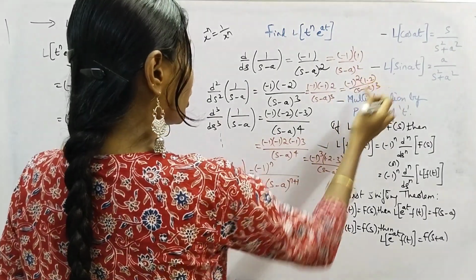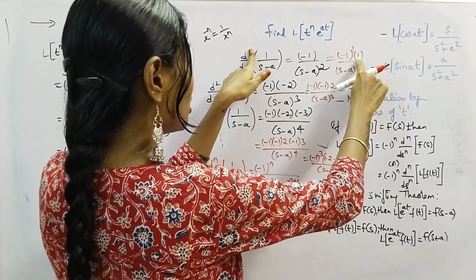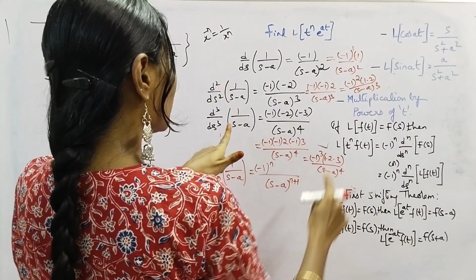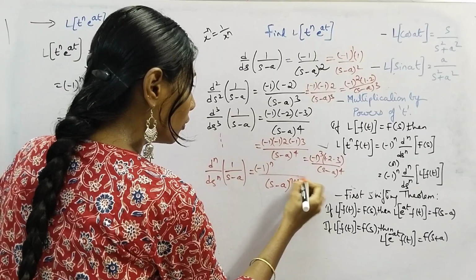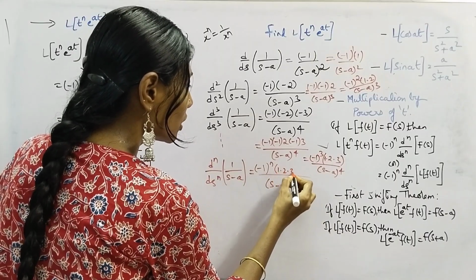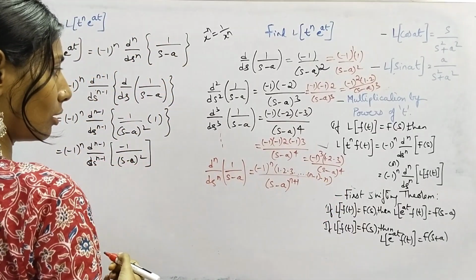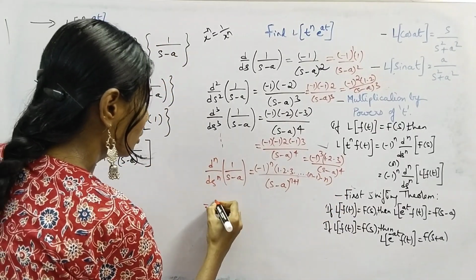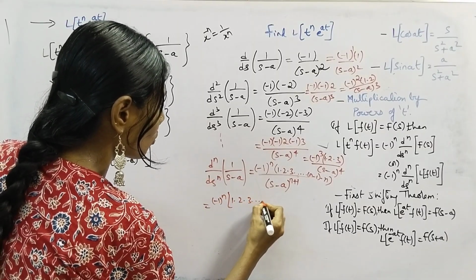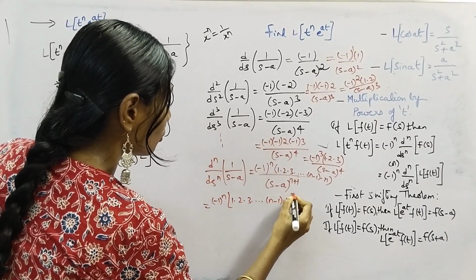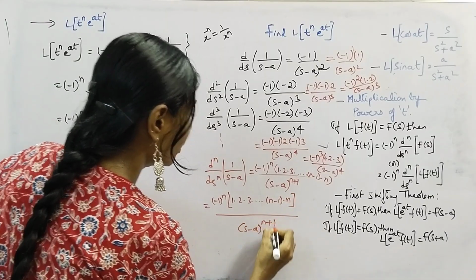Here you have 1, 1 into 2, 1 into 2 into 3. In the first derivative, you have 1. In the second derivative, you have 1 into 2. The third derivative, you have 1 into 2 into 3. What about the nth derivative? In the nth derivative, you'll get 1 into 2 into 3 into so on into n minus 1 into n. I'll write it again. You'll get minus 1 power n into 1 into 2 into 3 into so on n minus 1 into n by s minus a power n plus 1.